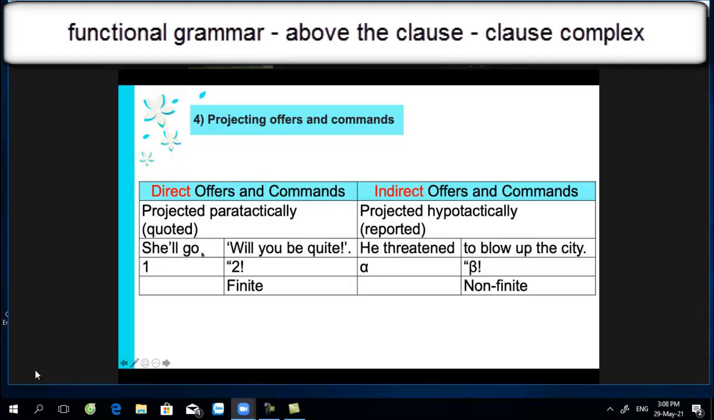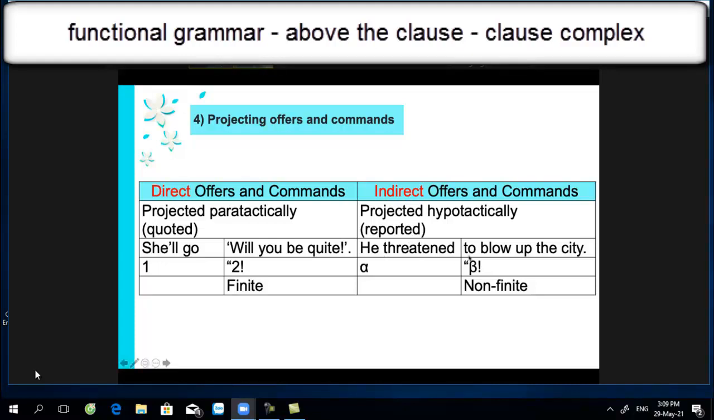For example, she will go, will you be quiet? This is a direct one, so I use 1 and 2, and double quotation marks because you say it aloud. And I use 1 exclamation mark here, dấu chấm than, to signify that this is an offer or a command. And in the indirect one, like he threatened to blow up the whole city.